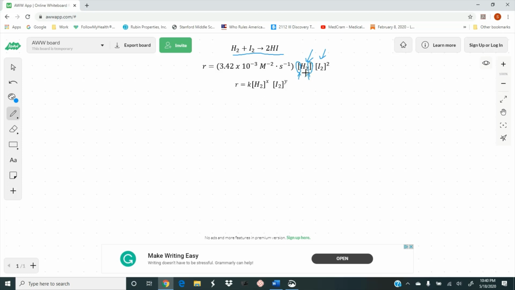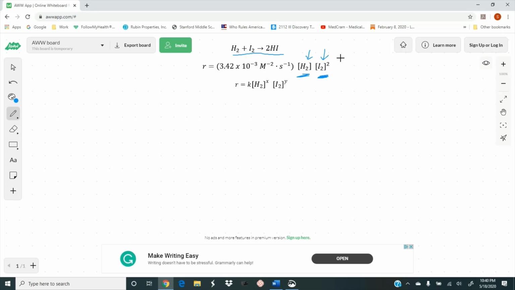So when you put a formula inside here, it represents concentration. H2 in brackets represents the concentration of H2. I2 in brackets represents the concentration of I2. And in order to use a rate law, and most books don't do a really good job of explaining this, so that's why I'm going over this, you plug in your concentration of H2 at any point in time, and your concentration of I2 at any point in time.